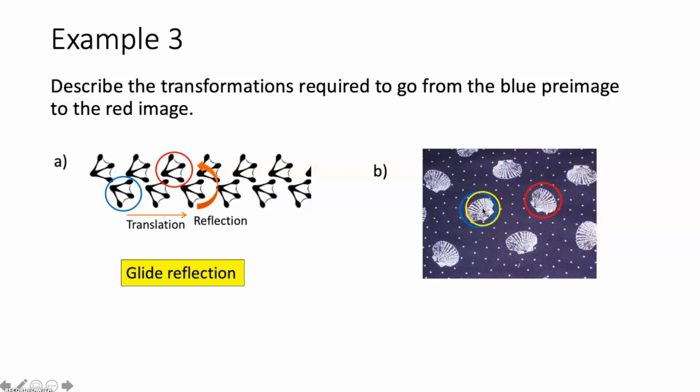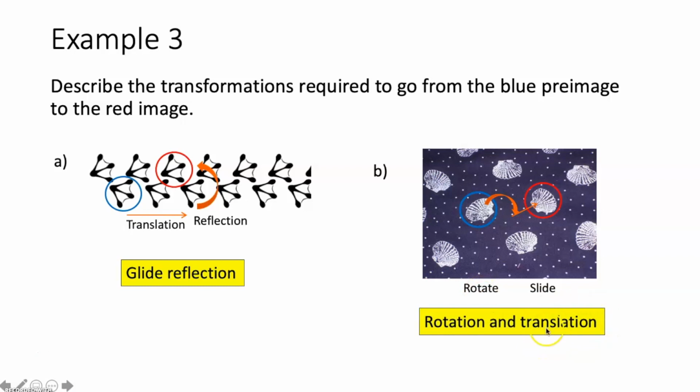As for part B, I can't really see myself reflecting this, because if I were to reflect it, it wouldn't have this orientation right here. You see how this is a little darker blue over here and this is a little darker blue over there? So if I were to reflect it, the darker blue should be on this side. So this would actually require a rotation of some kind. And then after I rotate it around a given point here, I could then slide it this way, and that would give me my image shell over here. So this would require a rotation and a slide, or a rotation and a translation to be more specific.